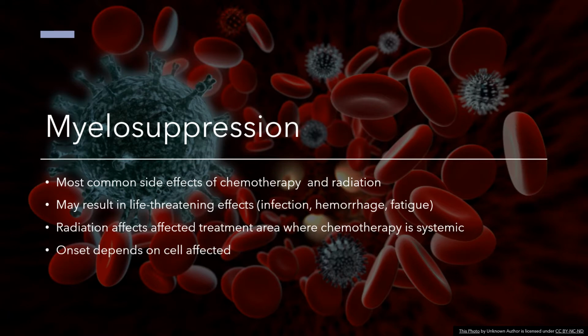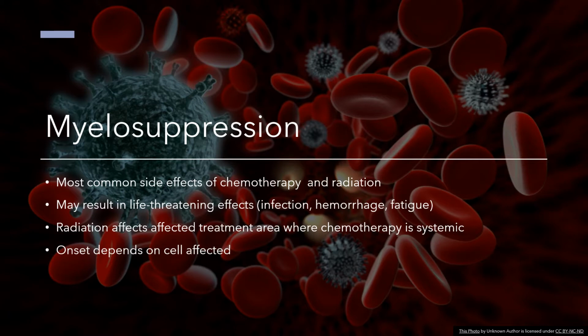Myelosuppression is the most common side effect of chemotherapy and radiation that may result in serious life-threatening side effects. Side effects can include serious infections, bleeding and hemorrhaging, and significant overwhelming fatigue, with manifestations dependent on the type of therapy. Radiation tends to be more localized to areas being radiated, whereas chemo is more systemic and usually affects the bone marrow throughout the entire body.